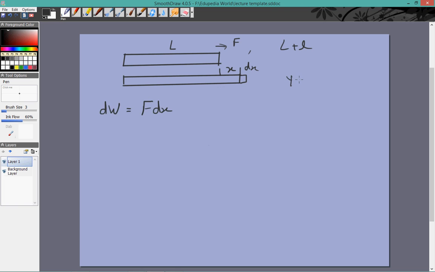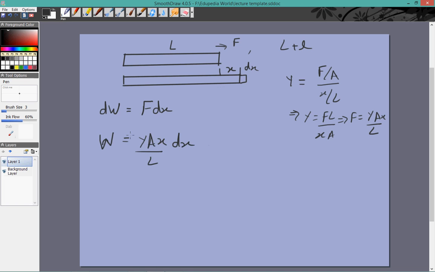But we know one thing, we know the Young's modulus will be F by A divided by x by L, because F by A is the longitudinal stress and x by L is the longitudinal strain, which gives me Y is equal to FL by xA, which gives me F is equal to YAx by L. If I substitute this here, that gives me YAx by L dx. This is dW. So the total work done will be the integral from 0 to small l, because the extension initially was 0 and finally the extension was small l, because total length is capital L plus small l. This gives me the work is equal to half Y l square A by capital L.